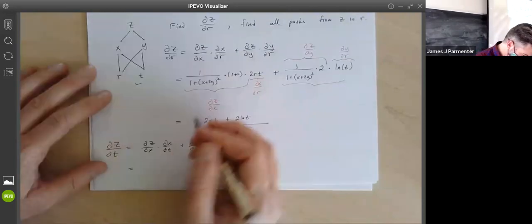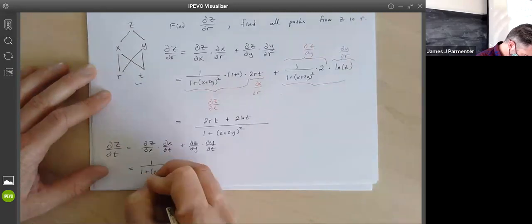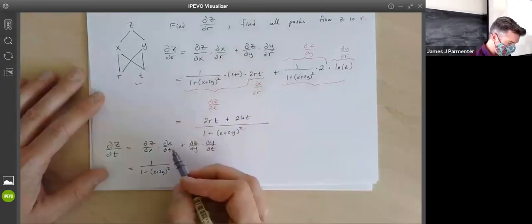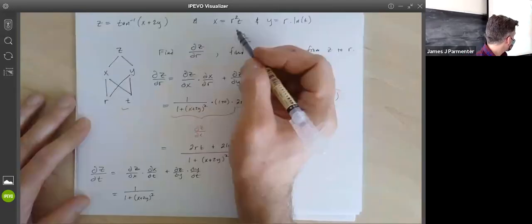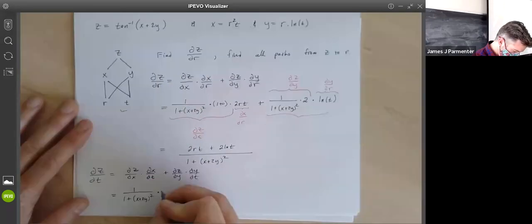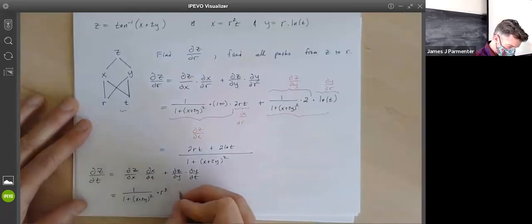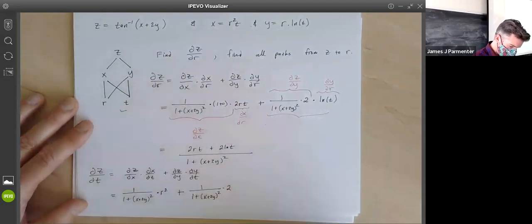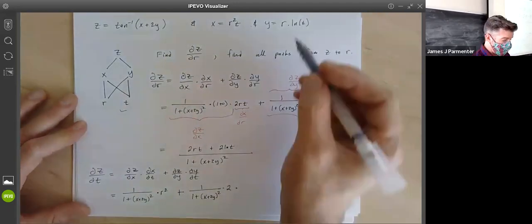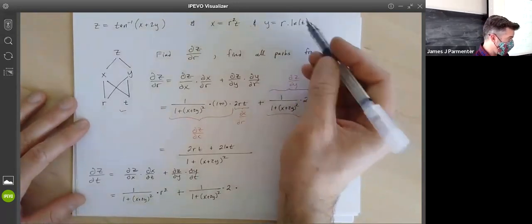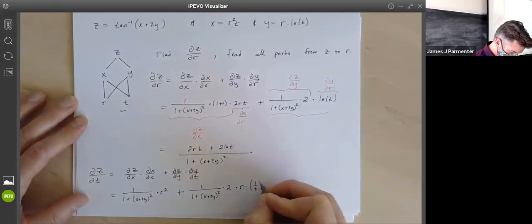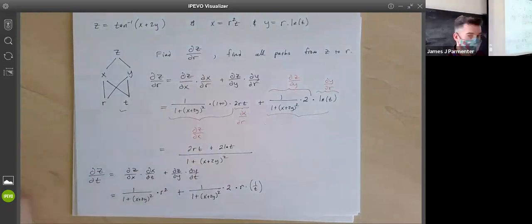So I'm going to get 1 over 1 plus x plus 2y squared. I'm not going to write the times 1 this time. And then my del x del t is going to be just r squared. Plus del z del y, still the same as it was before: 1 over 1 plus your stuff squared times the derivative of your stuff. Times now the derivative of r times natural log of t. The constant is r, it hangs out, and the derivative of natural log of t is 1 over t. So that's how that would work.